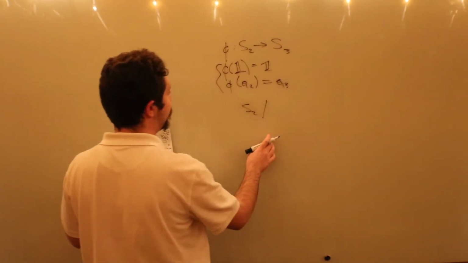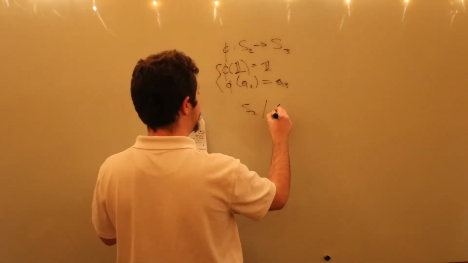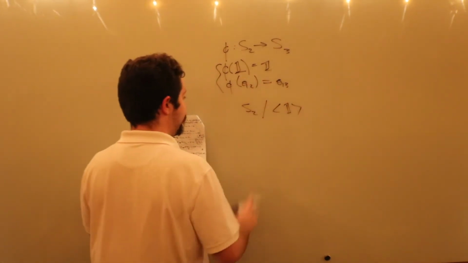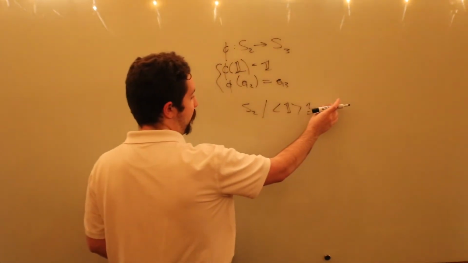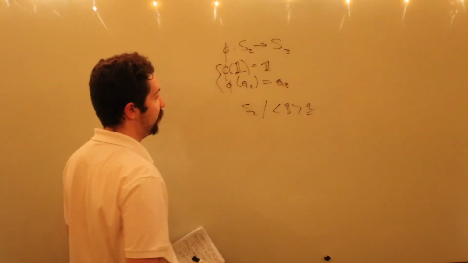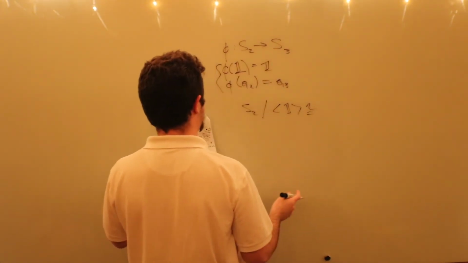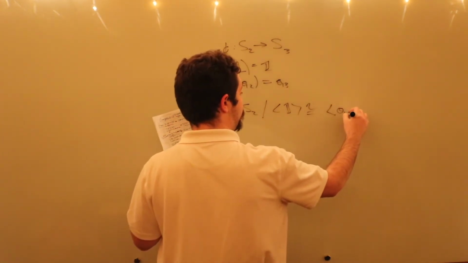The kernel is all those elements which get sent to the identity. In this case, this is just the identity. So once again, it's going to be quotiented by the trivial group. And we have that this is isomorphic to the image of this map, which is going to be, what is the image? Well, the image is going to be the group generated by sigma 1, 3.